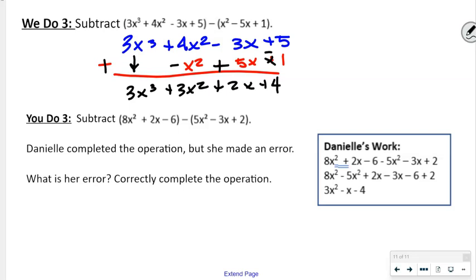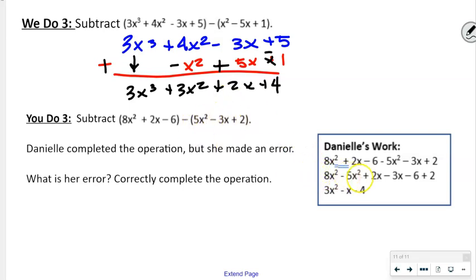So this last one says Danielle completed the operation. Subtract these two, okay? But she made an error. So this is an error analysis problem. I want you to find out what her error is and correct and complete the operation. So notice here again, this is Danielle's work, okay? She's doing what's called the horizontal method. So this is what she did, right? And then she's got minus all of that, right?